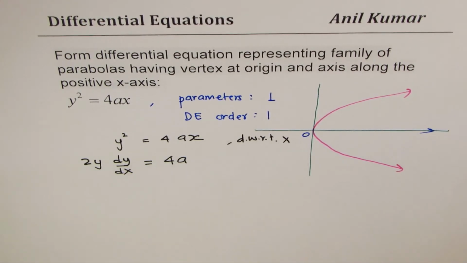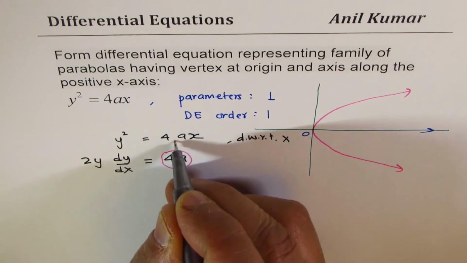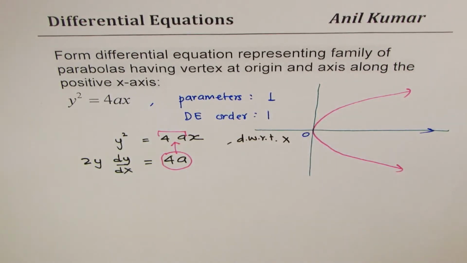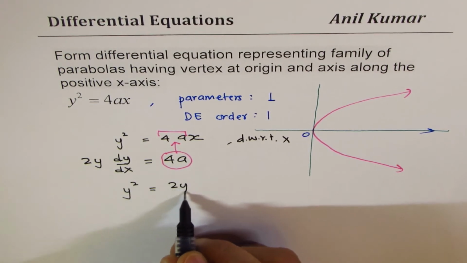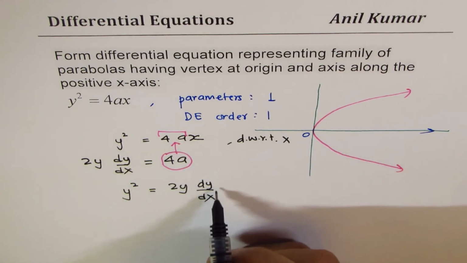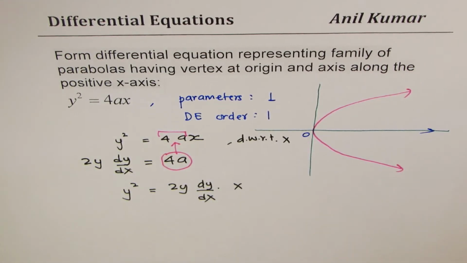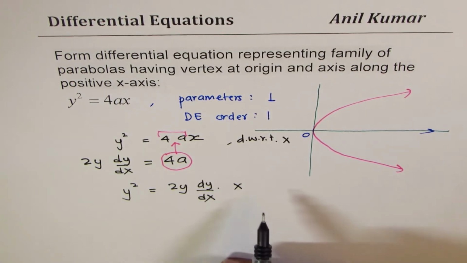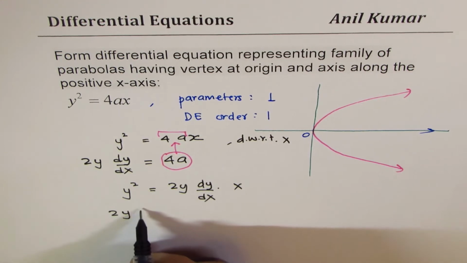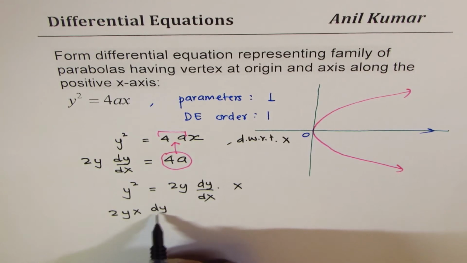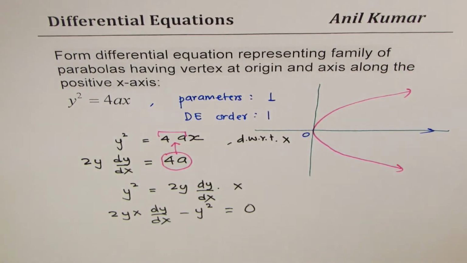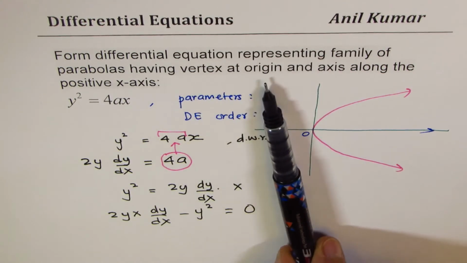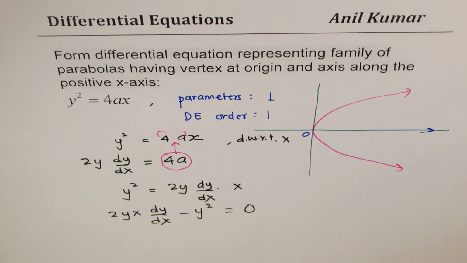Well, now what we can do is substitute the value of 4a in there. Do you see that? This is also 4ax. If I do that, what do I get? I get y square equals, substituting 4a as 2y dy/dx, times x. Does that make sense to you, right? Now we can rearrange, bringing it to the right side, for example. So we get 2y x dy/dx minus y square equals 0. So that becomes our differential equation, which represents all such parabolas whose vertex is at origin and axis is along positive x-axis. Is that clear to you, right?